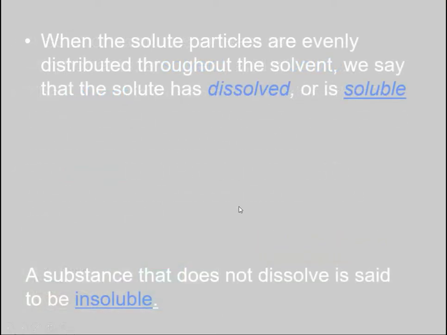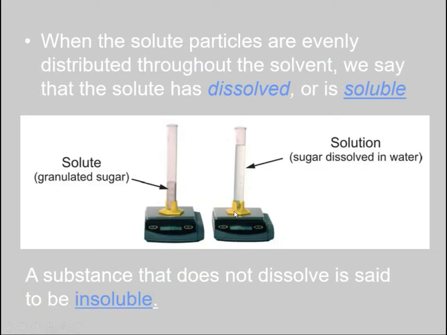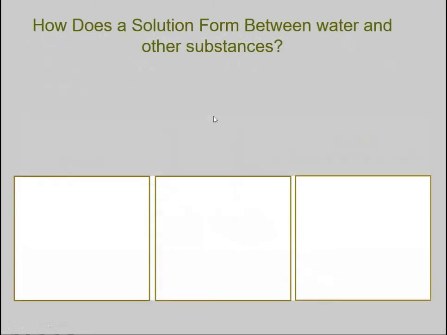Okay, so when the solute particles are evenly distributed throughout the solvent, we say that the solute has dissolved or is soluble, which simply means if I take my sugar and I mix it with my water, when I put them together, the materials will mix. However, if they don't mix or they don't mix thoroughly, then they are insoluble. And at a certain point, certain materials will just not be soluble because you added so much.